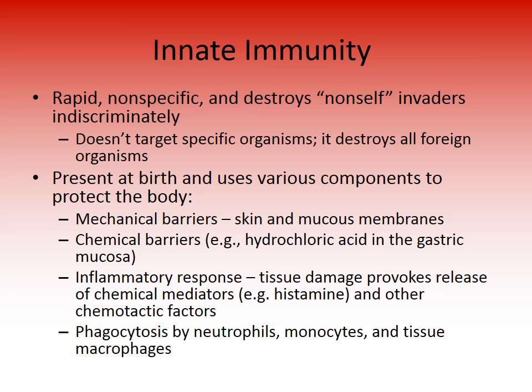It's present at birth and uses various components to protect the body. For example, mechanical barriers, the skin and the mucous membrane, will do that mechanical barrier protection. Chemical barriers, for example, hydrochloric acid in the gastric mucosa. The inflammatory response: tissue damage provokes a release of chemical mediators, for example histamines and other chemotactic factors. And phagocytosis by neutrophils, monocytes, and tissue macrophages is a part of this innate immunity.